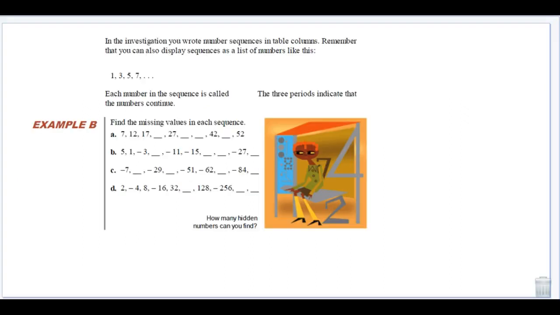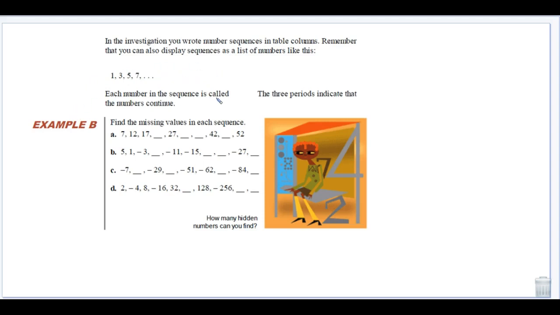Alright, we're going to talk about example B here. In the investigation, he wrote number sequences in table columns. Remember that you can also display sequences as a list of numbers like this: 1, 3, 5, 7. So you can write them in a table in a column, you can write them in rows, you can write them with commas. There are all sorts of different ways you can represent numbers and sequences.